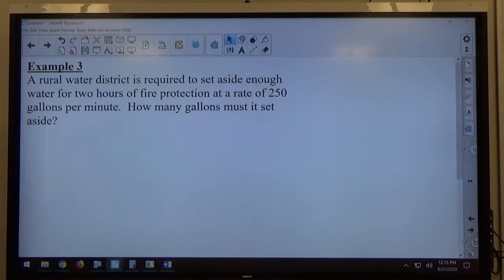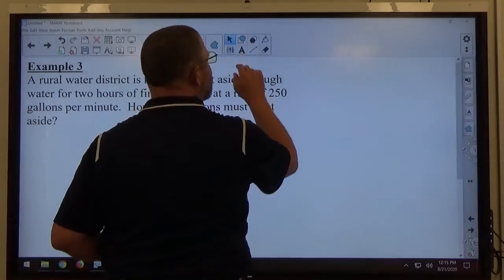Okay, a rural water district is required to set aside enough water for 2 hours of fire protection at a rate of 250 gallons per minute. How many gallons must it set aside? So, we take a look at the words here.